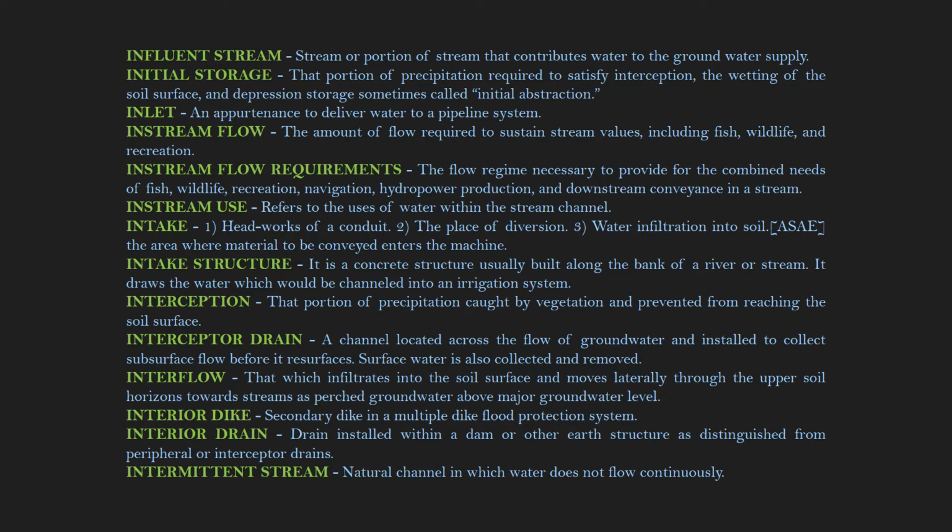In-stream flow: the amount of flow required to sustain stream values, including fish, wildlife, and recreation. In-stream flow requirements: the flow regime necessary to provide for the combined needs of fish, wildlife, recreation, navigation, hydropower production, and downstream conveyance in a stream. In-stream use refers to the uses of water within the stream channel.